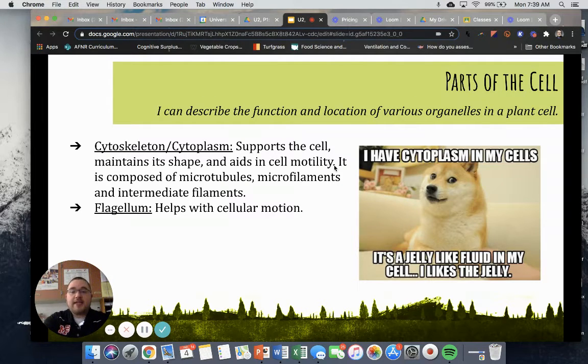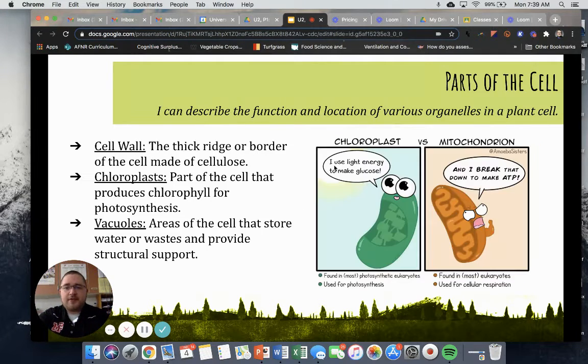Then we have our cytoskeleton or cytoplasm, and this is what supports the cell, maintains its shape, and aids in cell motility, and it's made up of microtubules, microfilaments, and intermediate filaments. Lastly, we have our flagellum, and this is a substance that helps with cellular motion. So kind of think of the cytoskeleton as the jello of the cell that holds and glues everything together.